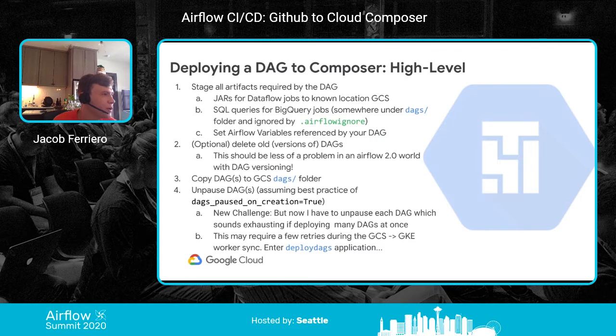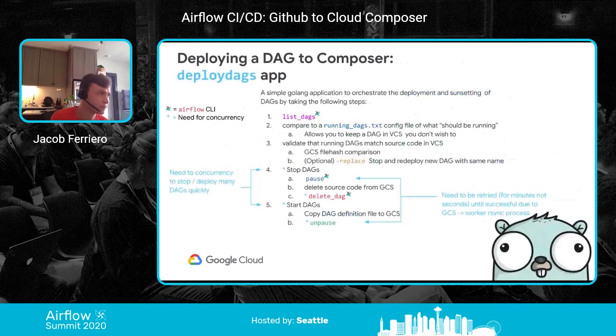Okay, so what becomes challenging when we use DAGs paused on creation is that if we're deploying many DAGs at once, you have to unpause every single one of those DAGs. And there's no easy unpause all functionality. So we run into this situation where we have a lot of DAGs to unpause, and we would like to do it in parallel. So we've written a little bit of tooling in this space. We wrote a small Golang application called deploydags.